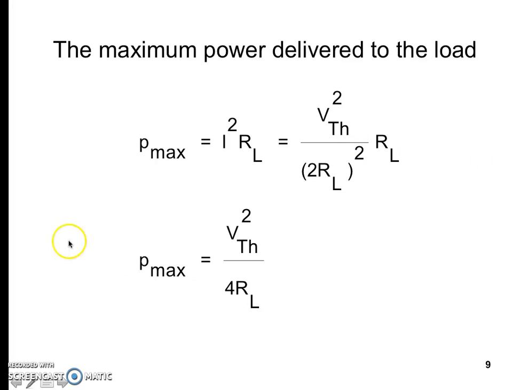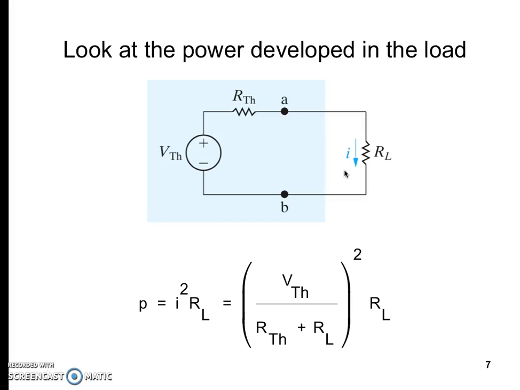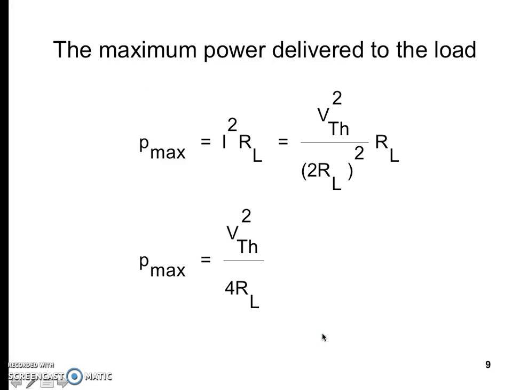Now the maximum power delivered to the load, what will be the maximum power? Your Pmax will be I square RL. Now I square is VTH square by 2RL whole square. Because in order to have maximum power, this was our expression, that is VTH by RTH plus RL. Now in order to have maximum power, we have found that this RTH should be equal to RL. So it will be VTH by RL plus RL, that is 2RL. So the same expression is drawn here, VTH square by 2RL whole square into RL. So we are getting this VTH square, this RL and RL square cancels out. So it is VTH square by 4RL.